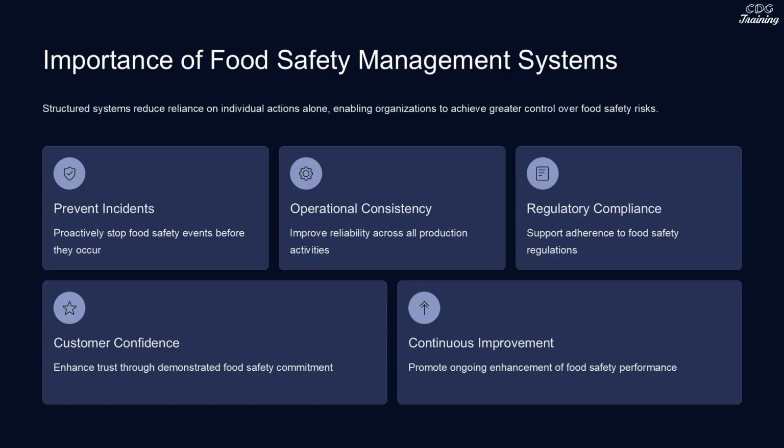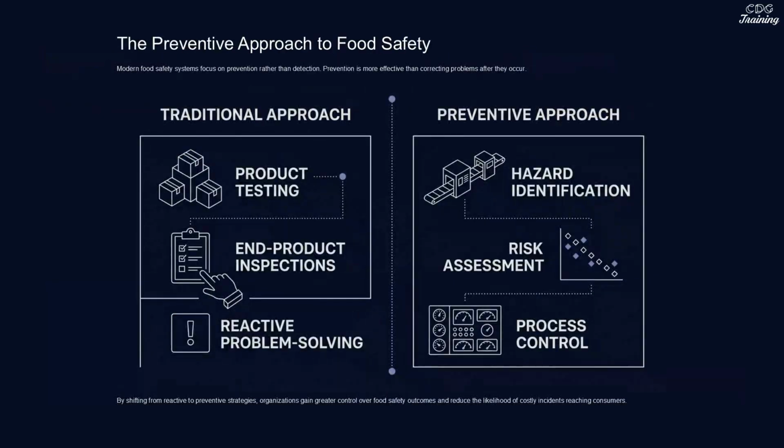Food safety management systems are crucial for preventing incidents, ensuring operational consistency, and maintaining regulatory compliance. They build customer confidence and promote continuous improvement in food safety performance. Modern food safety systems focus on prevention rather than reaction. By identifying hazards and assessing risks, organizations can implement process controls to prevent problems before they occur, unlike traditional methods that rely on end product inspections.